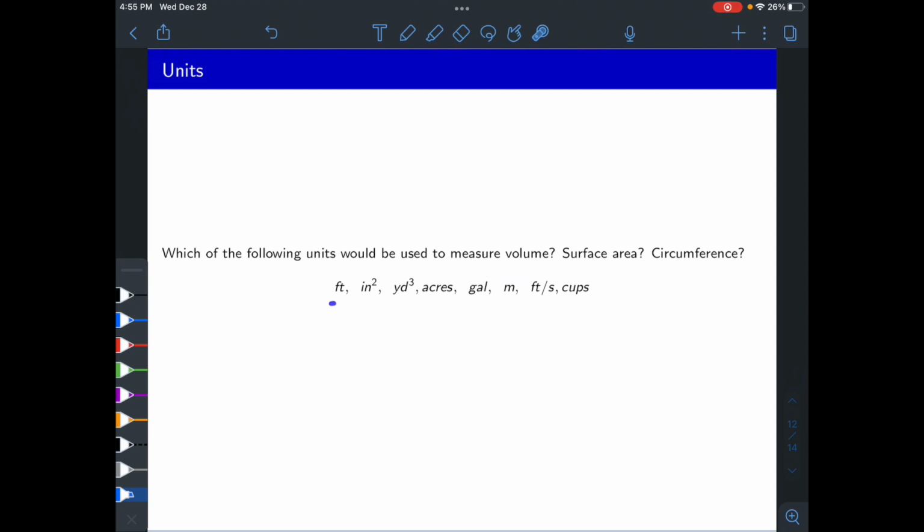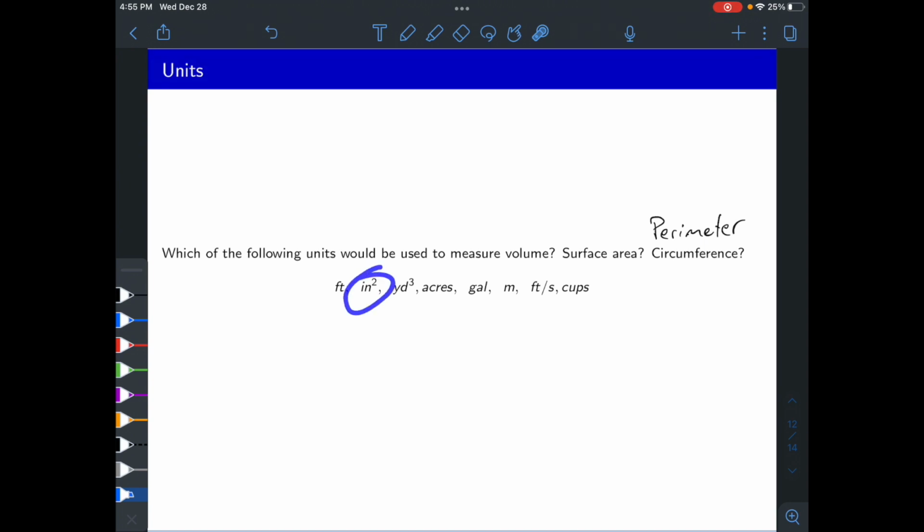All right, so which would be measuring volume? Let's just go through it one by one and say, is it measuring volume, surface area, or circumference? All right, feet. Well, feet is just a unit of distance, so it doesn't measure volume or surface area. It could measure circumference. I probably should have said perimeter, but anything that's a measure of distance, feet could measure that. So perimeter, circumference, or whatever, it can measure that.